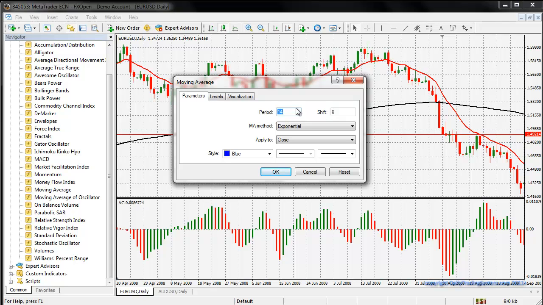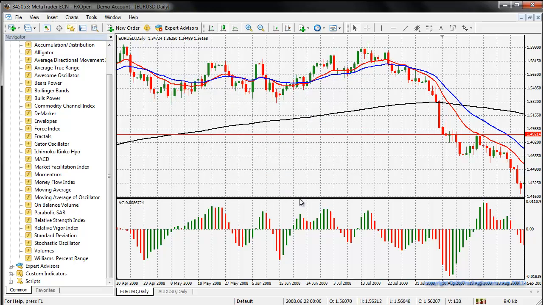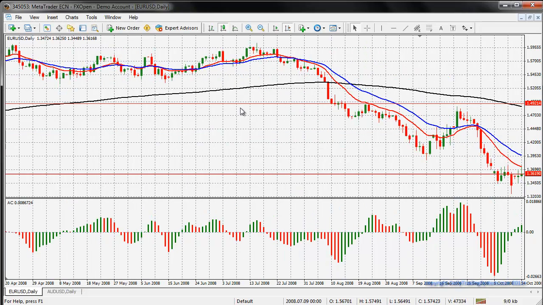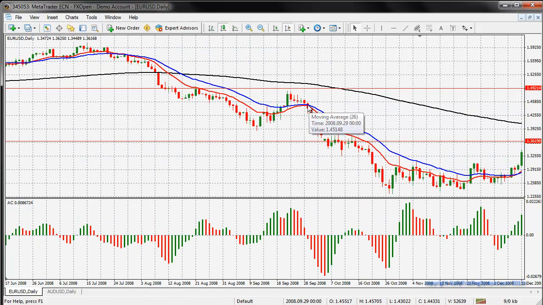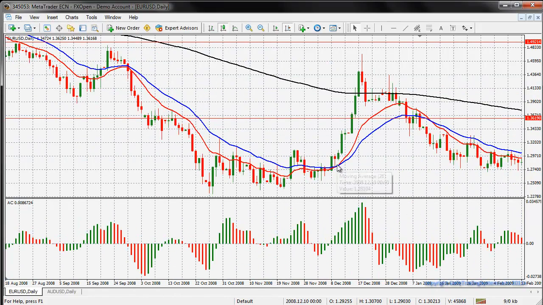Let's change this to blue, and let's try a 26 exponential moving average. Now we've got some different rules that we can use, and we're looking for where the market crosses, where each time the red and blue lines, the 26 and 14 moving averages, cross over. Here is where they cross over, and here is another area where it crosses over.